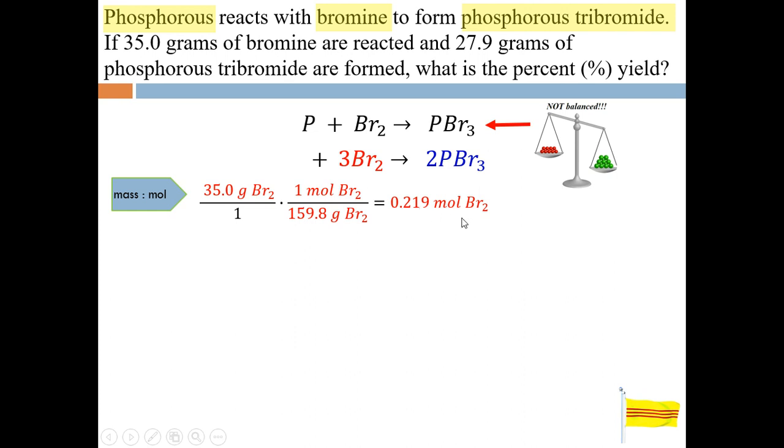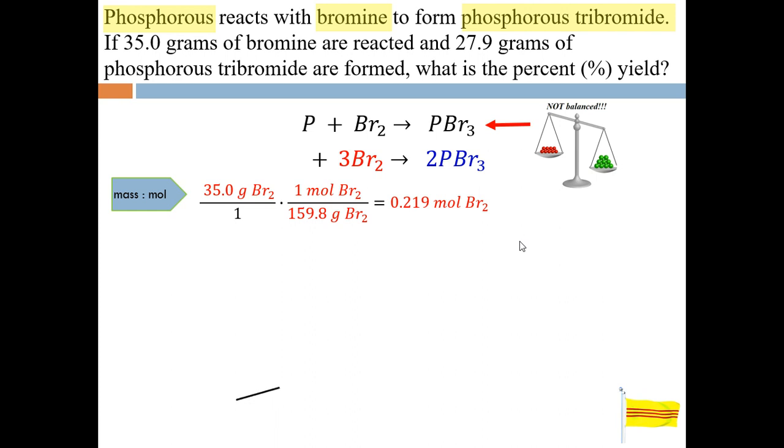And now that we know moles of Br2, we can find moles of phosphorus tribromide because we know the mole to mole ratio. The ratio here is 3 to 2. Again, the coefficient in front of a balanced reaction is extremely, extremely important. So make sure you learn how to balance reactions or brush up on it before you attack these stoichiometry problems.